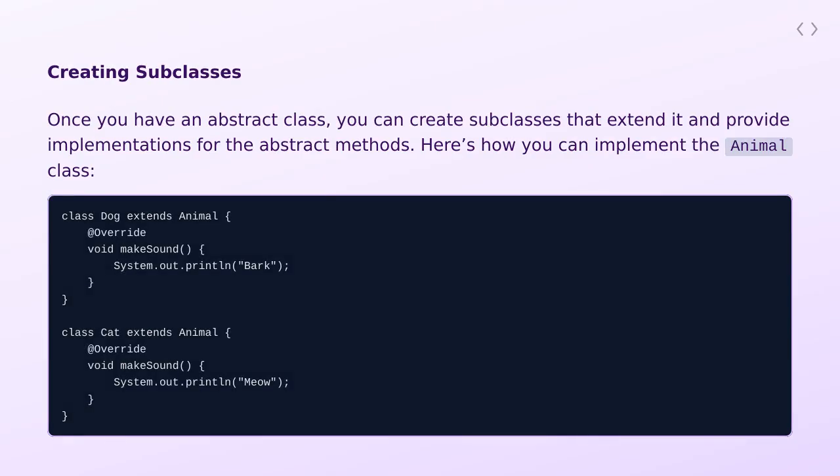Next, creating subclasses. Once you have an abstract class, you can create subclasses that extend it and provide implementations for the abstract methods. Here's how you can implement the animal class. Review the class shown on screen and how its members are organized.